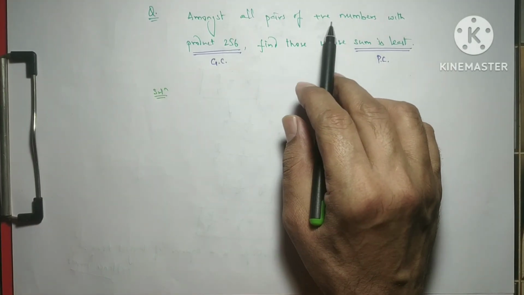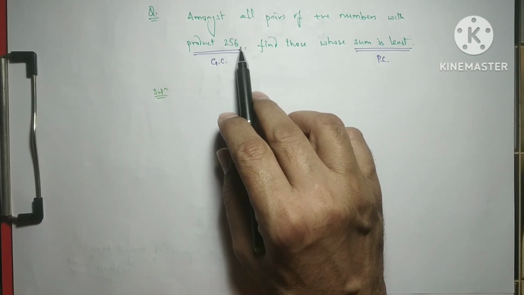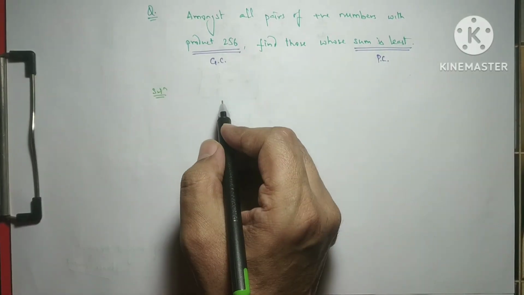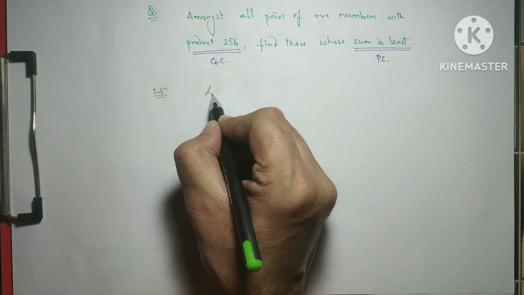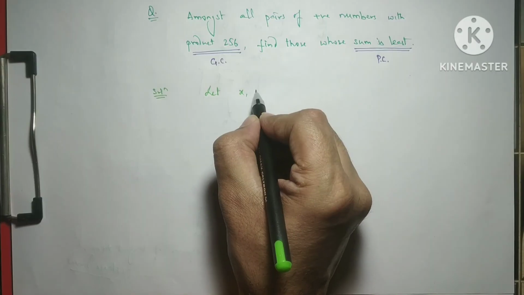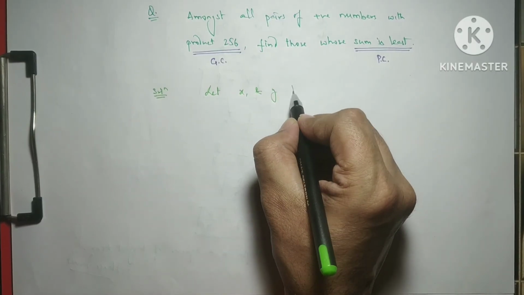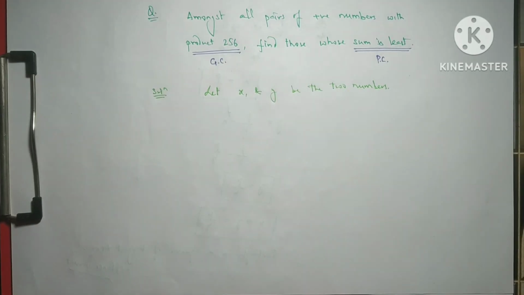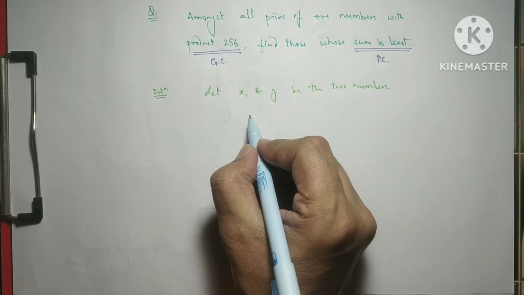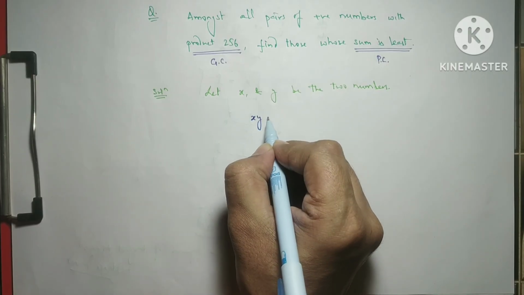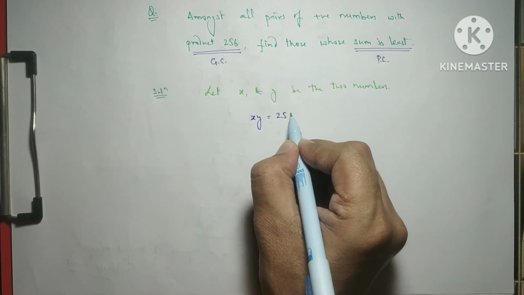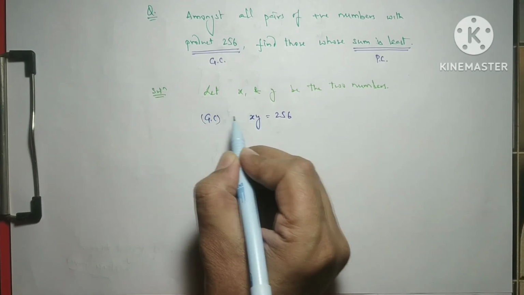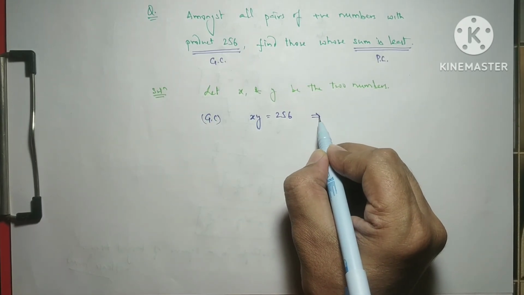Among all pairs of the positive numbers with the product 256, find those whose sum is least. Right. So we have the product. Let us consider x and y be the two numbers whose product is 256. So this condition is the given condition, and this is in terms of two variables.